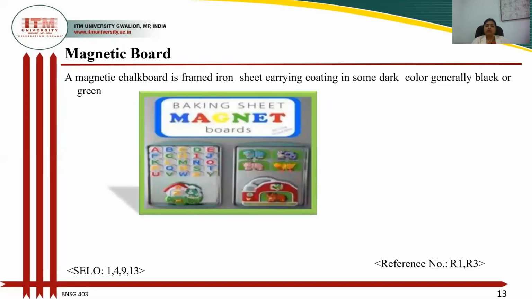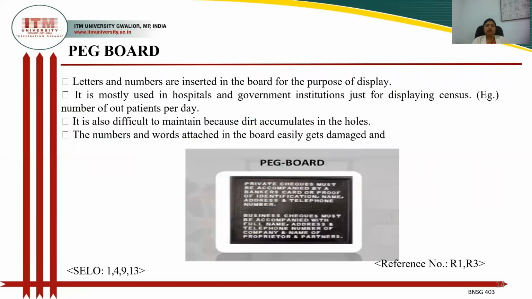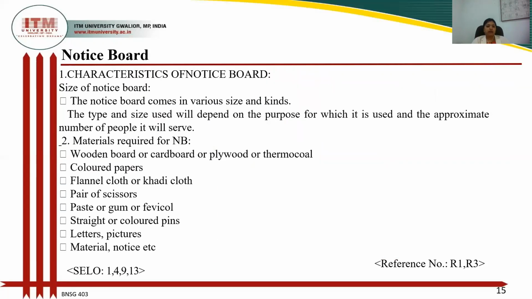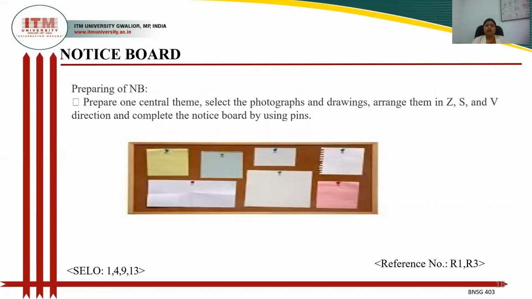Then the magnetic board, which is made of iron, and on that we fix magnetic items. Then the pegboard, which has holes, and we fix the alphabets on it, and we can remove them whenever we need. Then we saw the notice board and how it is prepared.